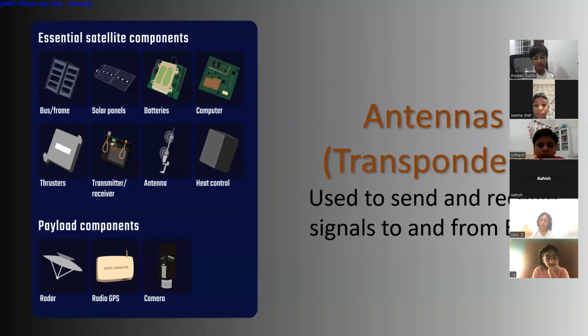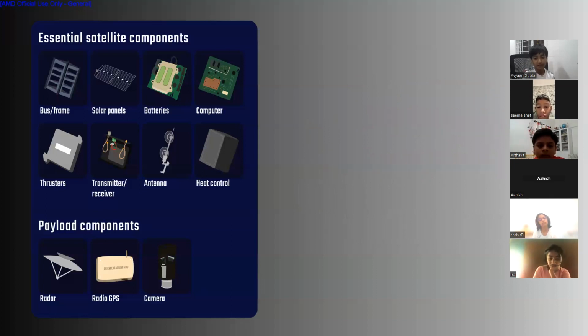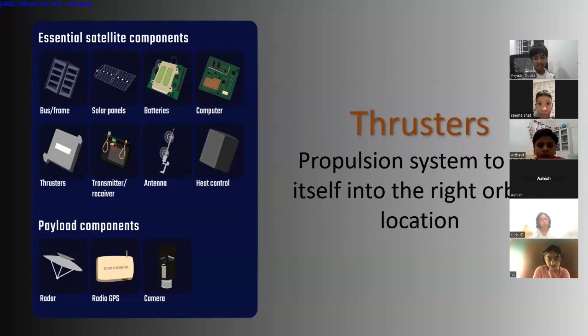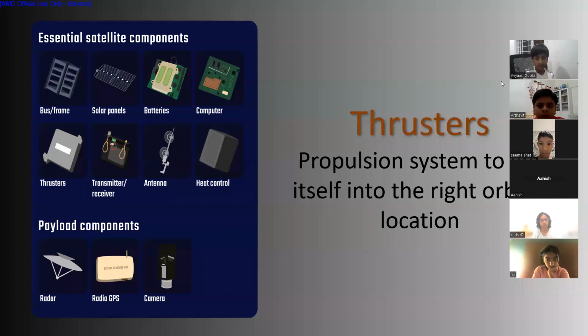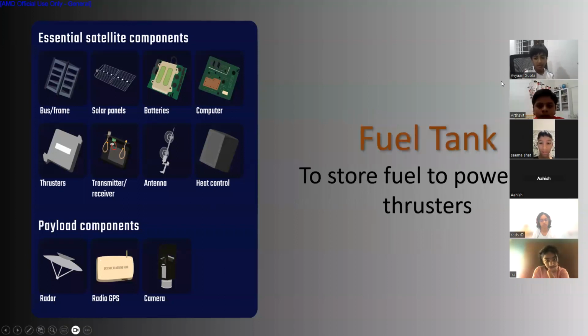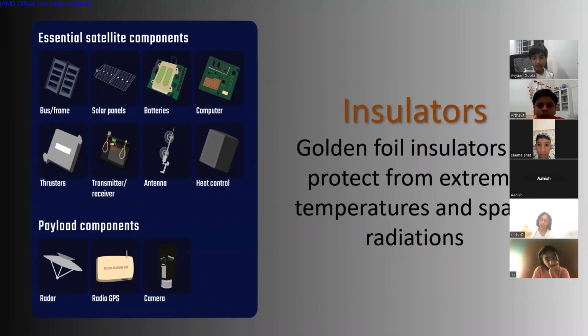Antennas or transponders are used to send and receive signals to and from Earth. The thruster is a part of the satellite's propulsion system to get itself into the right orbital location. The fuel tank is used to store fuel to power the thrusters. Satellites have golden foil insulators to protect from extreme temperatures and space radiation.